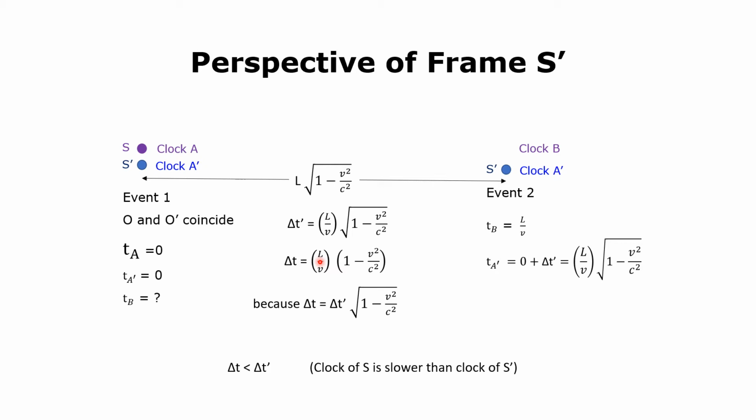This time, delta T is the time interval between the two events by the clocks of frame S when frame S prime is reading those clocks. As we can see, delta T is less than delta T prime because according to frame S prime, the clocks of frame S are ticking slower than its own clocks.